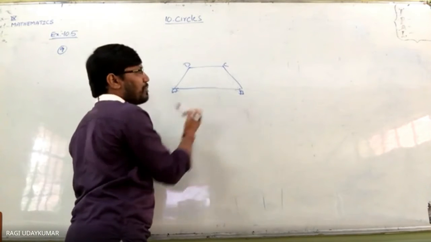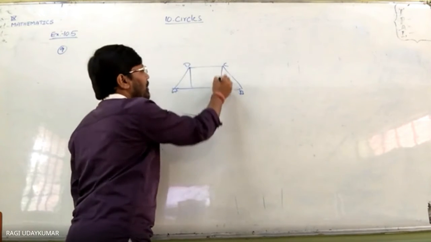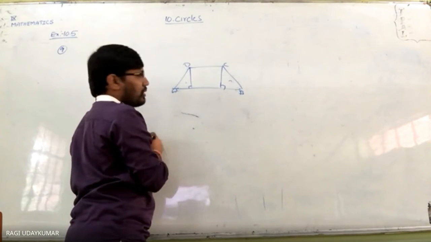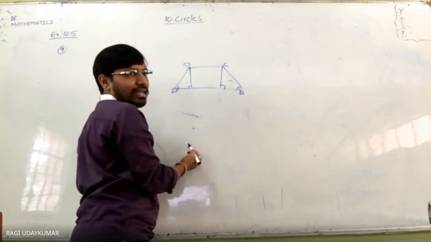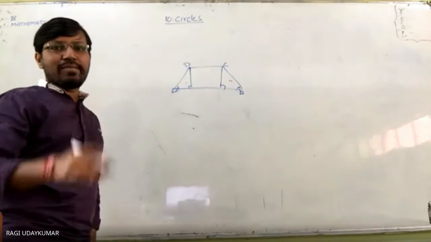So A equal to B prove करना है. So A equal to B कैसे prove कर सकते हैं? Draw the perpendiculars. RHS congruency में ये दोनों equal congruent होता है. So therefore these two angles are equal. This sum is 180. This sum is 180. Like this. 1 minute में खत्म problem.